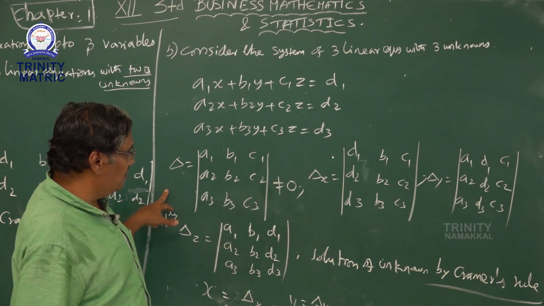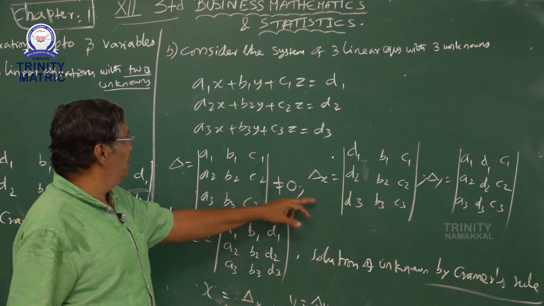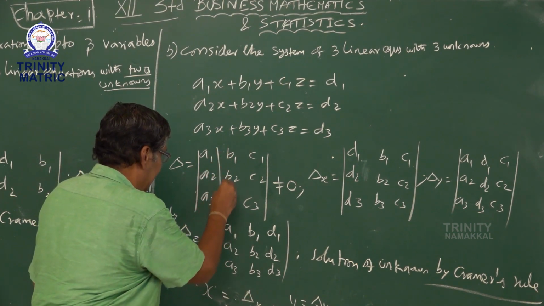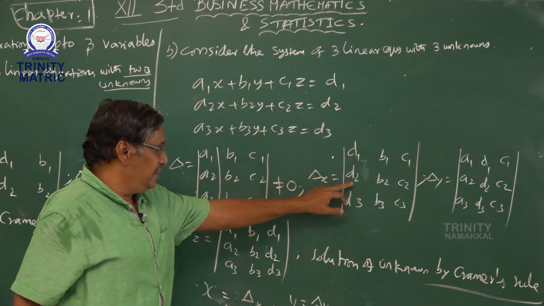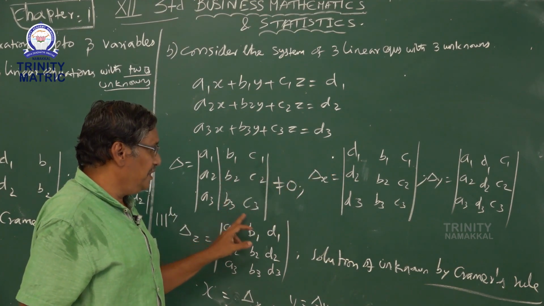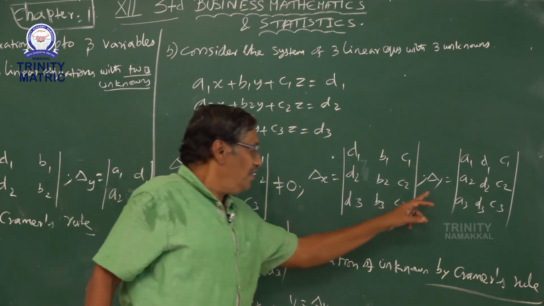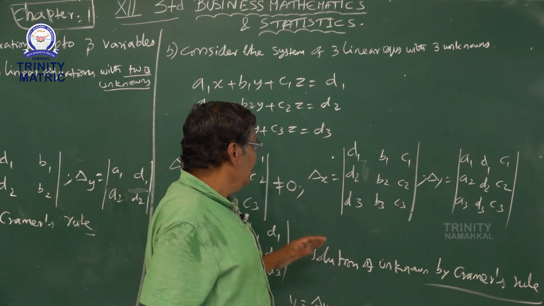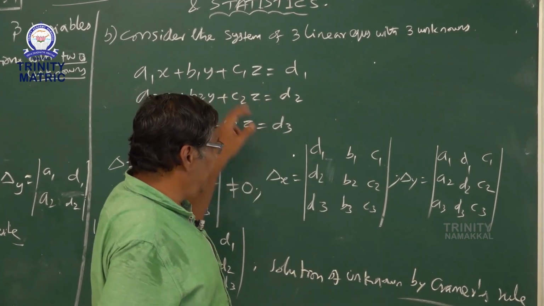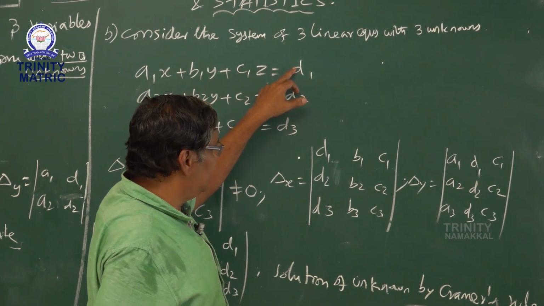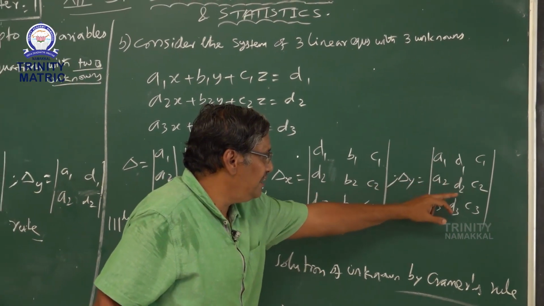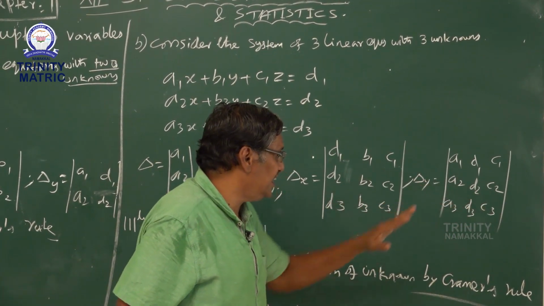Then what you have to do? We have to find del x. For that, we remove a1, a2, a3 and put d1, d2, d3 instead, then as it is b1, c1, b2, c2, b3, c3. Likewise, for del y, you take the coefficients of y and replace them with the B matrix, that is d1, d2, d3: a1, a2, a3, d1, d2, d3, c1, c2, c3.